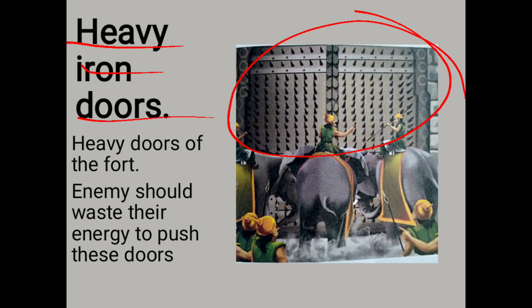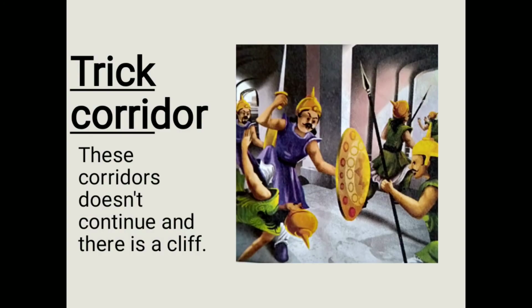They cannot push or pull these doors. Okay. Next is our trick corridor. You can see here, trick corridor. Corridors are tricky. People cannot understand from where to go, how to go, why to go. Fine. These are the corridors which are very tricky in the fort, it seems.